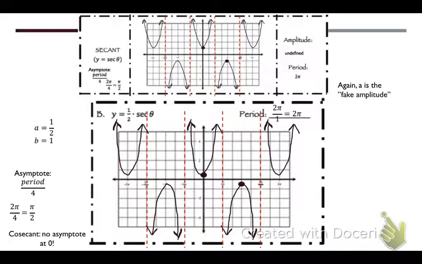Okay, so the secant graph, you start at 0. And then the cosecant graph, you have an asymptote at 0, and you start halfway between the first asymptote and the second asymptote.